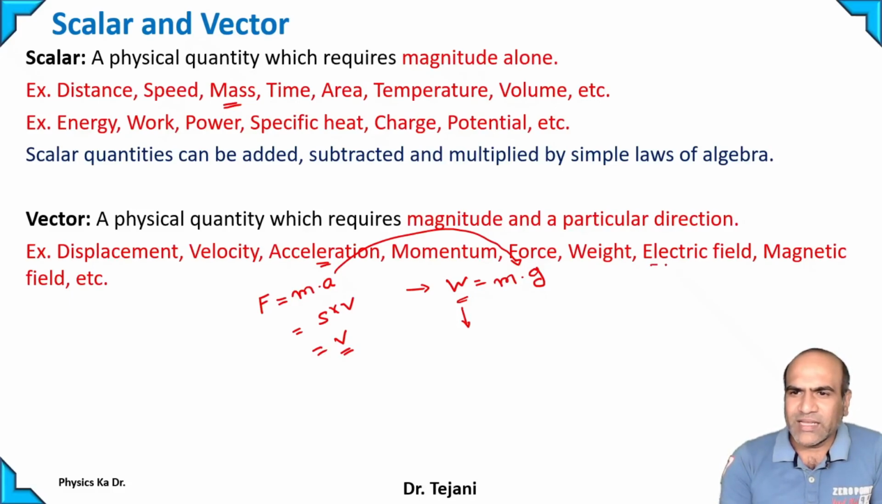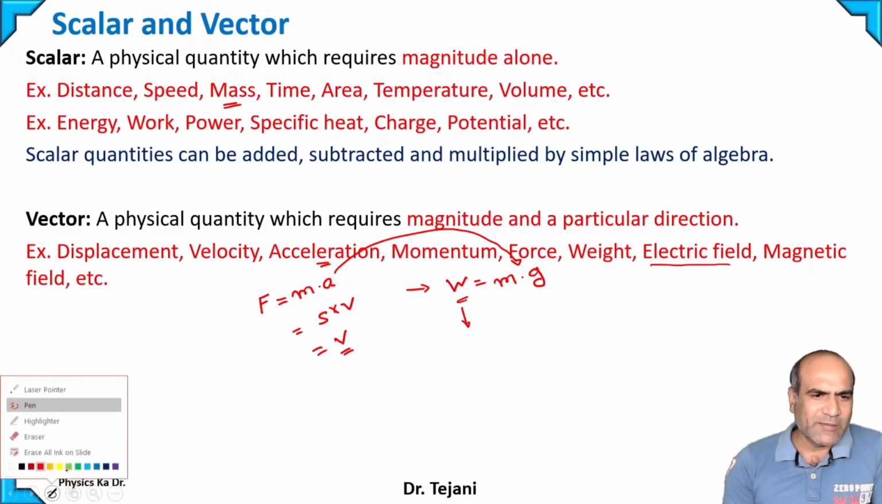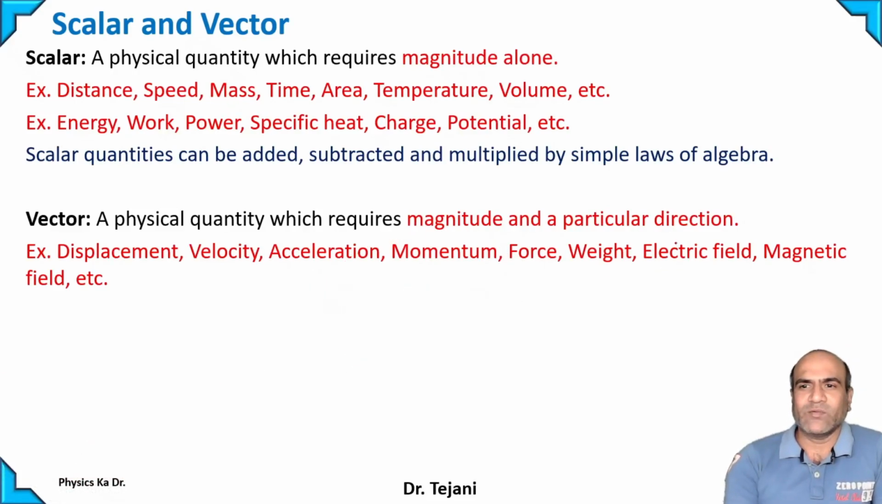Similarly, you can have electric field, magnetic field, etc. I simply suggest you solve these remaining quantities. Why are these in the vector group? Comment in the section below.